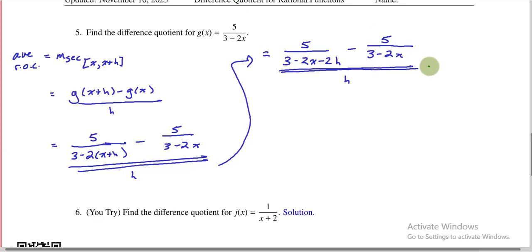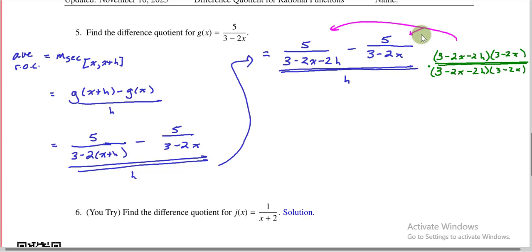And then remember that this is a complex fraction, and so let's clear out the fractions by multiplying by the LCD of the minor fraction. So here's one denominator, here's another denominator. So we're going to multiply this by 3 minus 2x minus 2h times 3 minus 2x all over itself. That's that convenient one trick that, boy, it shows up everywhere in math. So then we'll distribute that LCD to both terms in the numerator as well as the denominator.